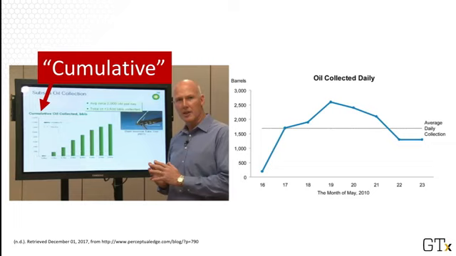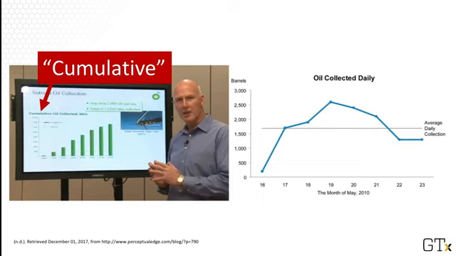So if you look really closely at the title of the chart, you will see that this is actually a chart representing the cumulative oil collected over the dates. So what does that mean? If we're looking at cumulative, that means the sum is always going to increase. And the worst case is it just stays the same.